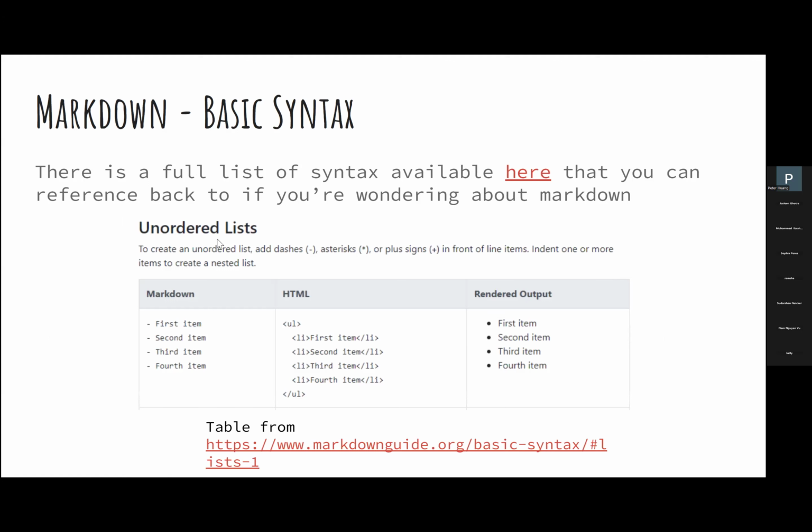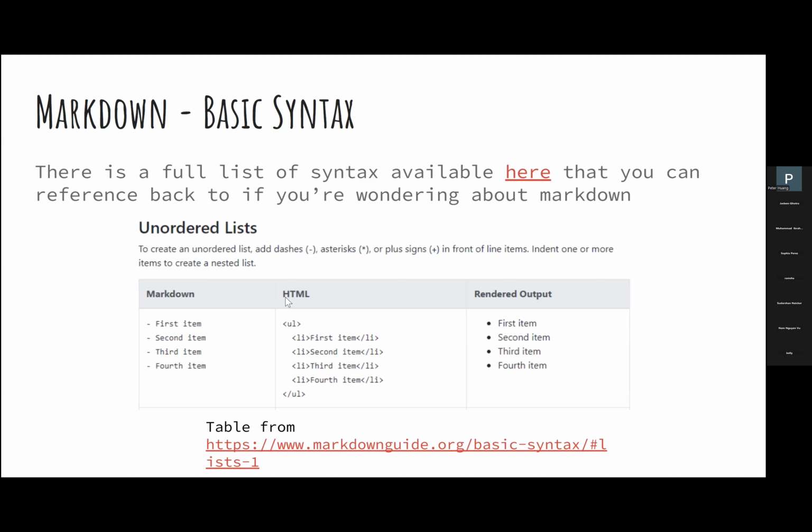And here we have a basic syntax of what it should look like. With this link down here, you can look at the full markdown guide of all the other types of syntax. In this case, we're looking at the unordered list. So in markdown, it's just your simple dash, first item, second item, third item, fourth item.